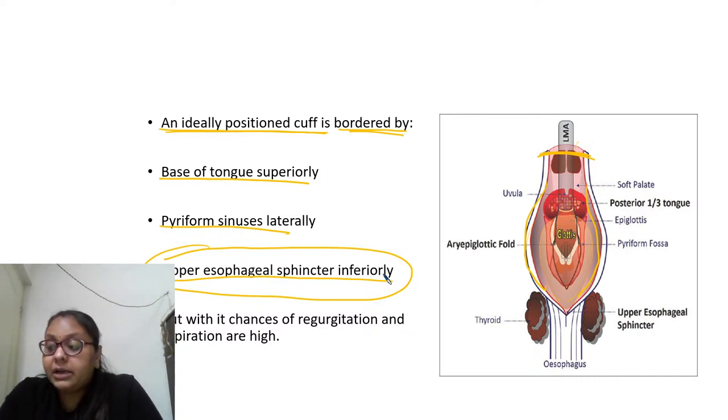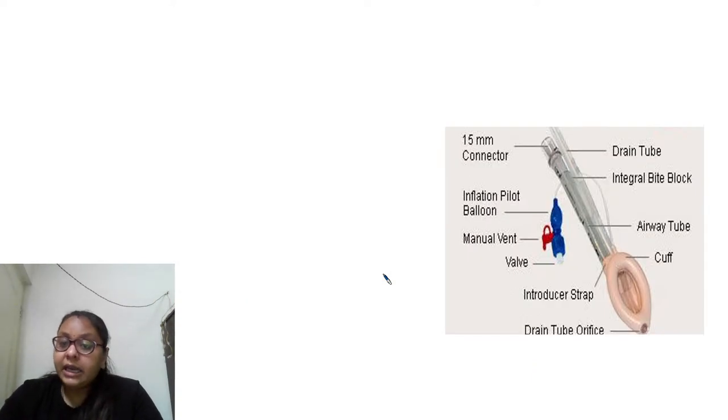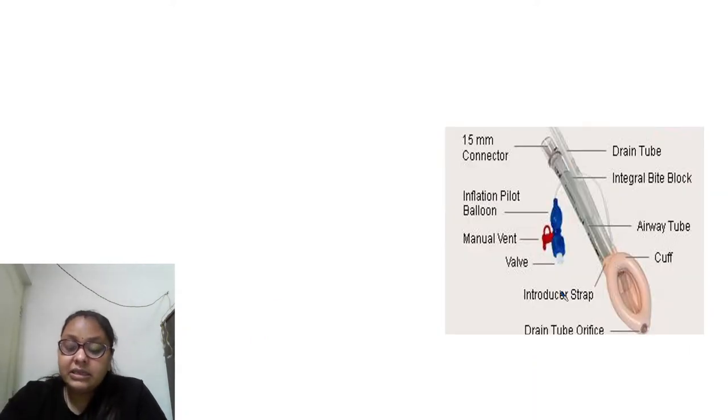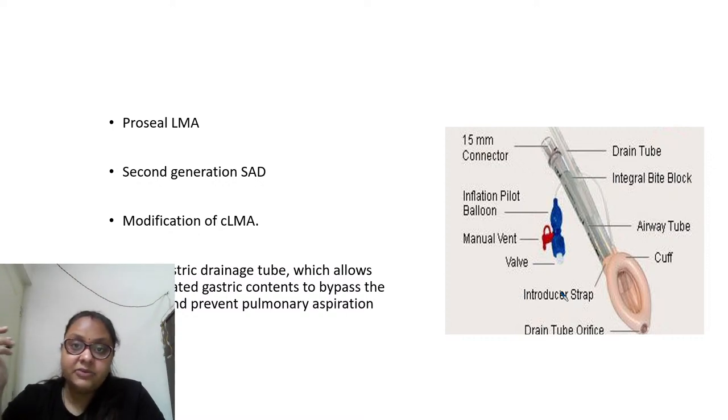But the problem with the first generation supraglottic airway device is that there are chances of regurgitation and aspiration. Is it clear? If any doubts, please let me know. I told you that the lower part of it is the upper esophageal sphincter, so there are chances of aspiration. Therefore, the second generation supraglottic airway devices were introduced.